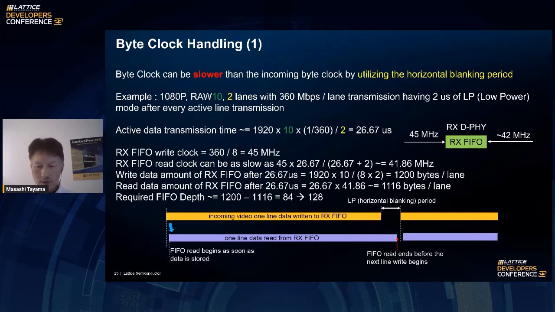The important thing is to know the length of the horizontal blanking period so that you'll be able to assess what the clock speed limitation is if you'd like to use a slower byte clock. Also, you have to set the appropriate FIFO depth to avoid FIFO overflow, since read speed is slower than write speed.